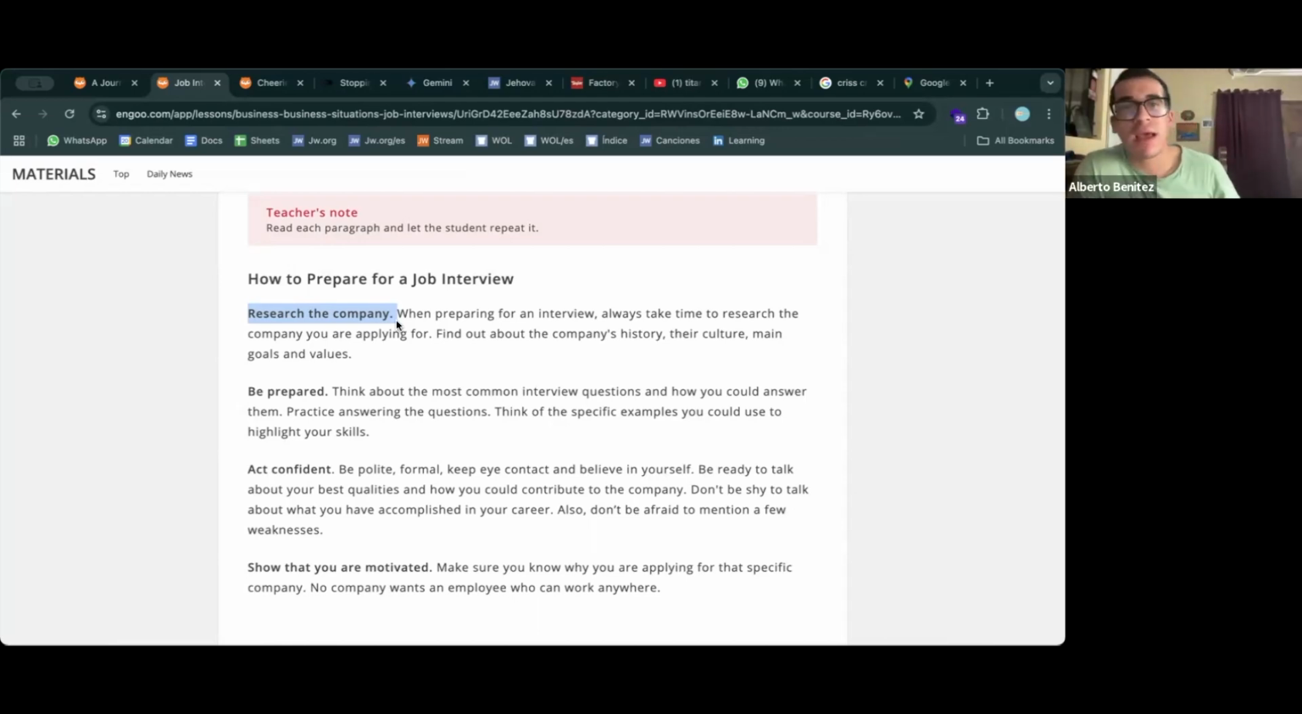I guess it's expected that if you're going to the interview, it means that you have some interest. But if you're able to show them that you have interest and you know what they're looking for, then they feel like, okay, he knows us. He knows what we're looking for. He says that he's the right guy. I think he's the right guy.